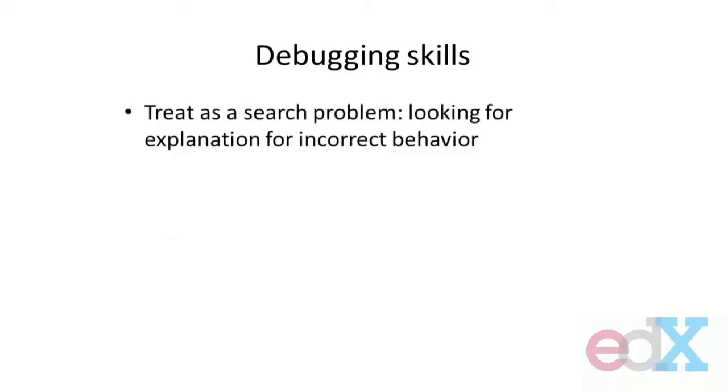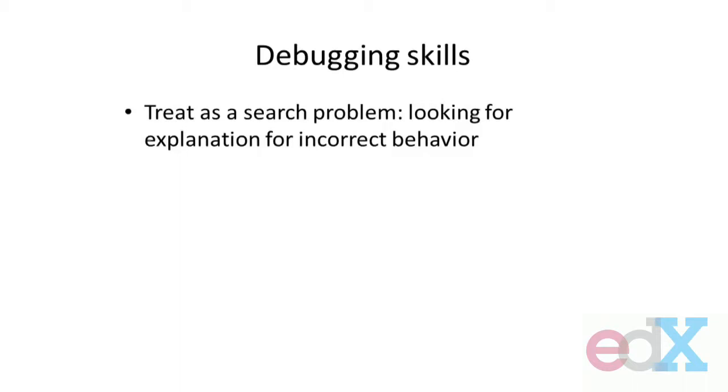Let's actually walk through a piece of code to look at how we can think about doing debugging. The basic idea behind good debugging is to think about it as if it was a search problem. I've got some incorrect behavior in my code. I'd like to find an explanation, because if I can explain why it's wrong, that'll help me figure out what to do to fix it.